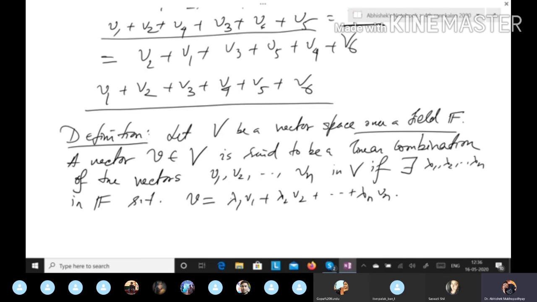Now, certain extensions of the associativity of vector addition and the distributive properties of scalar multiplication can be obtained by applying them to linear combinations.